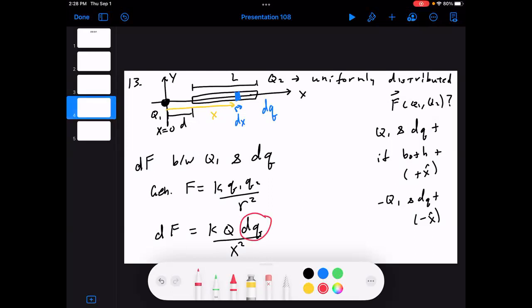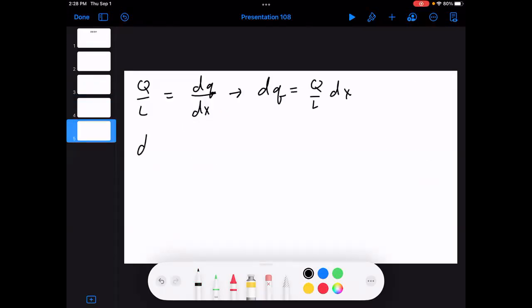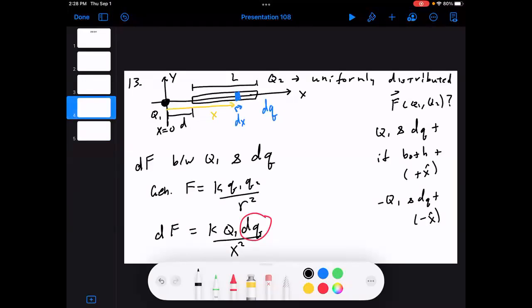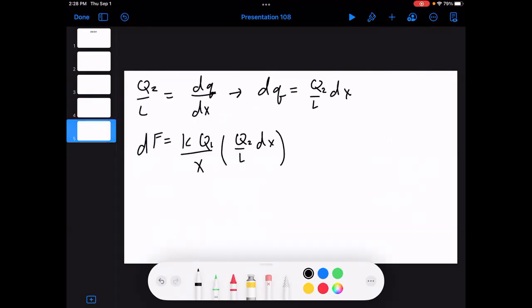And then we can substitute in for dq down here. So on the next page, I'll have dF equals k Q over x squared times Q over L dx. And I need to say Q2 here, and I need to say Q1 there, because if you don't keep track of your subscripts, you're just a little bit doomed. Okay, everyone happy? Okay, you shouldn't be, because that should be squared.